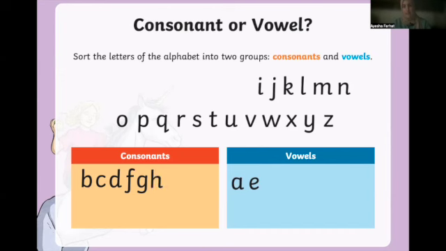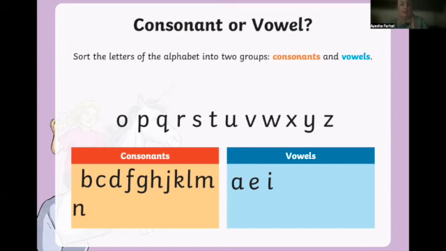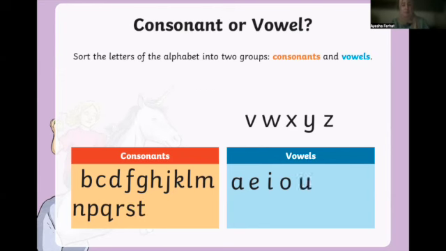a consonant, H is a consonant, I is a vowel, J is a consonant, K is a consonant, L is a consonant, M is a consonant, N is a consonant, O is a vowel, P is a consonant, Q is a consonant, R is a consonant, S is a consonant, T is a consonant, U is a vowel, V is a consonant, W is a consonant, X is a consonant, and Y is a consonant, and Z is a consonant.